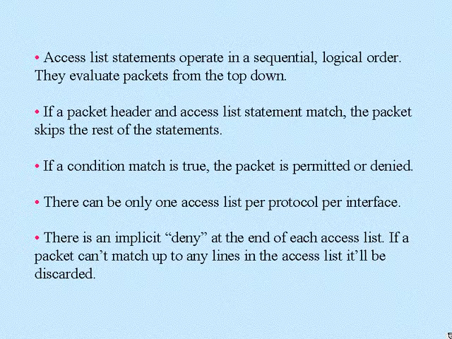Access list statements operate in a sequential logical order. They evaluate packets from the top down. If a packet header and access list statement match, the packet skips the rest of the statements. If a condition match is true, the packet is permitted or denied. There can only be one access list per protocol per interface, and there is an implicit deny at the end of each access list. If a packet can't match up to any lines in the access list, it'll be discarded. Now let's look at the syntax to help understand how access lists work.